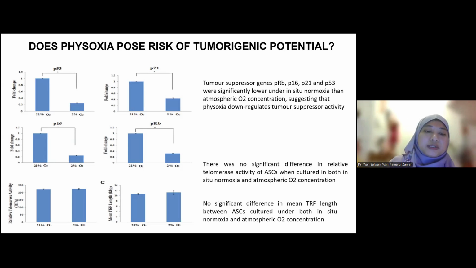When we look into the telomerase and the telomere activity, there's no significant difference between the telomere activity as well as the telomerase activity in both normoxia and hypoxia, which probably indicates that with physoxia, or at 2% oxygen, there is no increased risk of developing tumorigenic activity. However, this would require further investigation. This is something that we are trying to find out in the lab as well, whether physoxia is really a safe condition to be used when we are proliferating the stem cells in the lab.